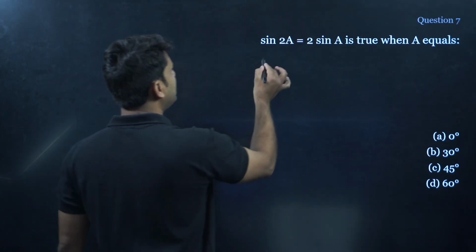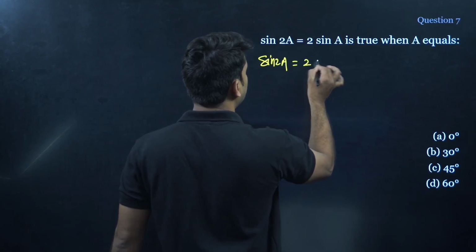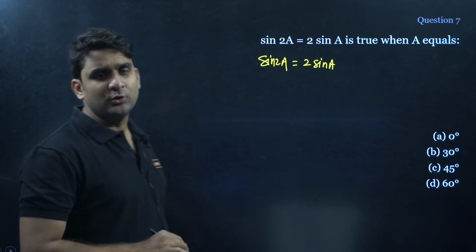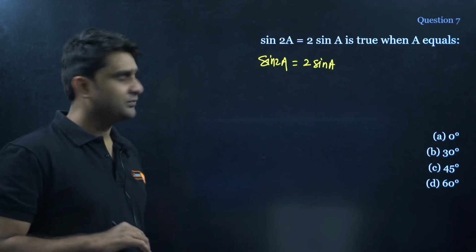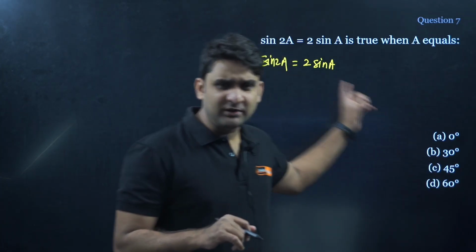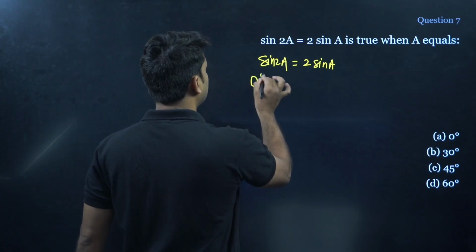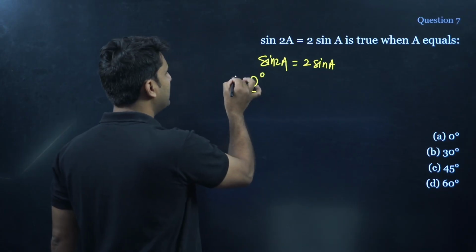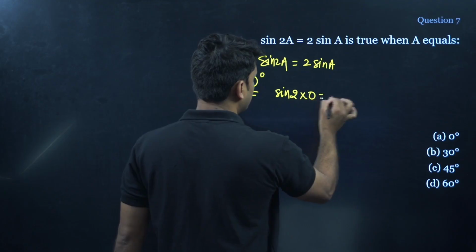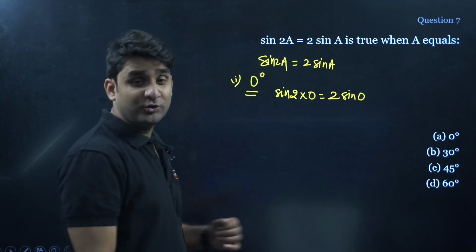So the situation here we have is sine 2A is equal to 2 sine A, right? Sine 2A is equal to 2 sine A. You can do one thing. You can verify one by one by putting these angles here. So let's check for 0 degree. If we check for 0 degree, guys, sine 2 into 0 is equal to 2 sine 0, and sine 2 into 0 will be sine 0.